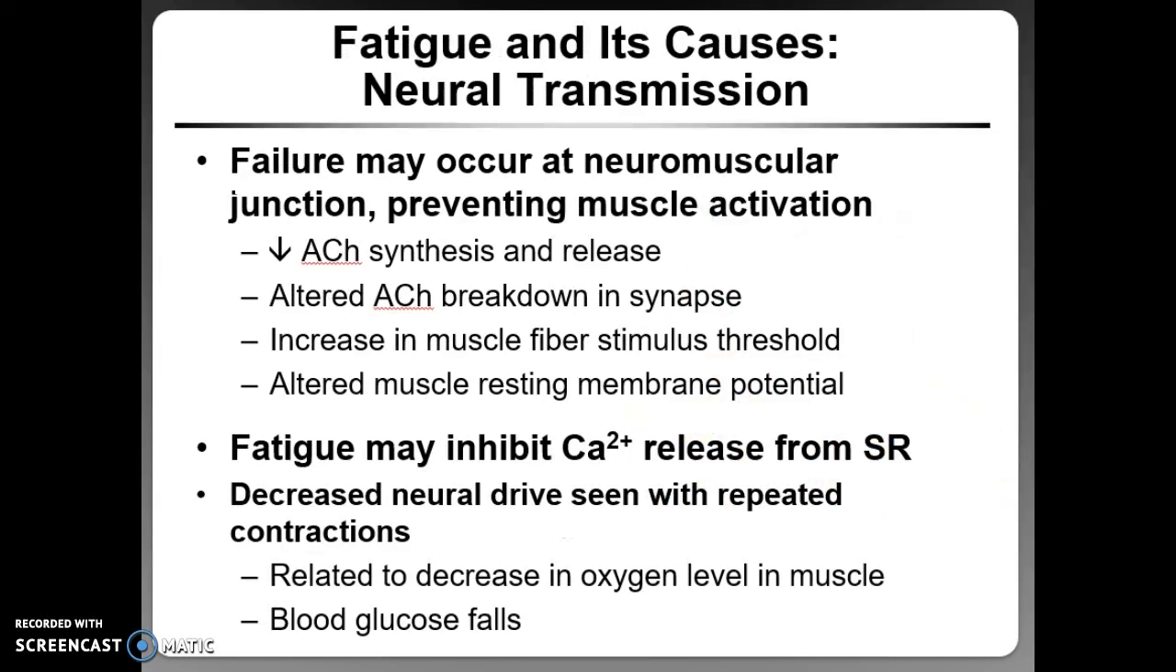Now, in terms of neurotransmission, we can also have failure at the neuromuscular junction. If we have decreased acetylcholine synthesis and release, we're not going to have action potentials consistently going to the muscle cell. It can also inhibit release of calcium from the sarcoplasmic reticulum. We mentioned that. This decreased neural drive is usually seen with repeated bouts of contractions, and is related to blood glucose falling and a decrease of the oxygen level within the muscle.